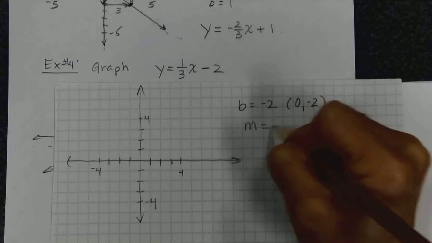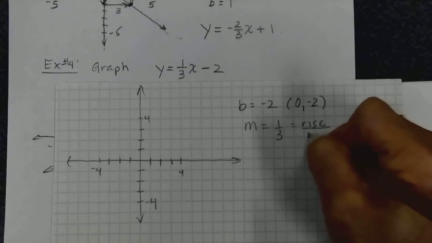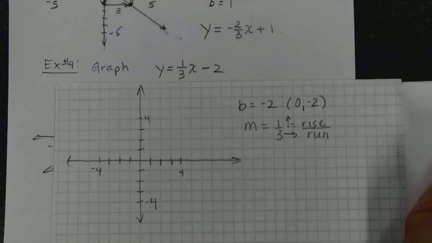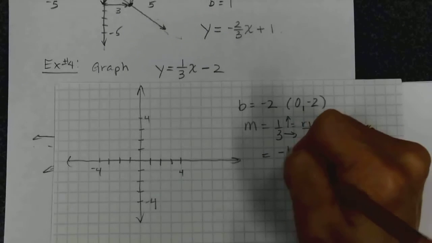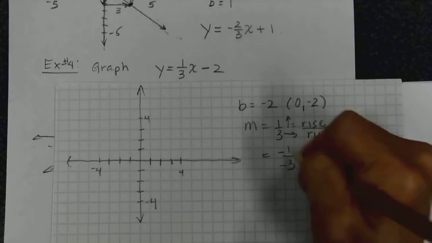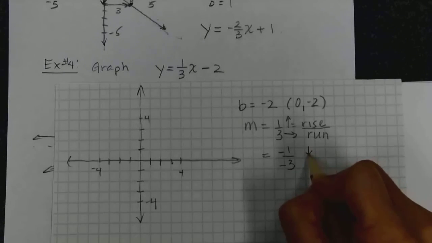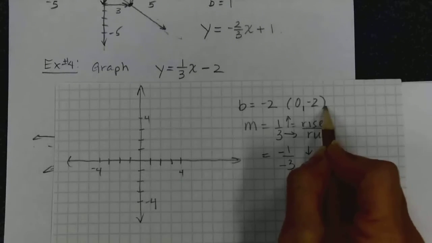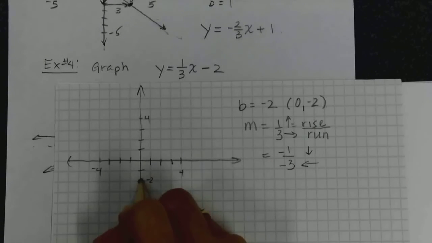Our slope is 3 over 1, which is our rise over run, so we're going to go up 3, right 1. Now remember, 3 over 1 can also be written as negative 3 over negative 1, which still makes it a positive 3. But this one, you go down 3 and then left 1. We start at the y-intercept of (0, negative 2), so (0, negative 2) is here.